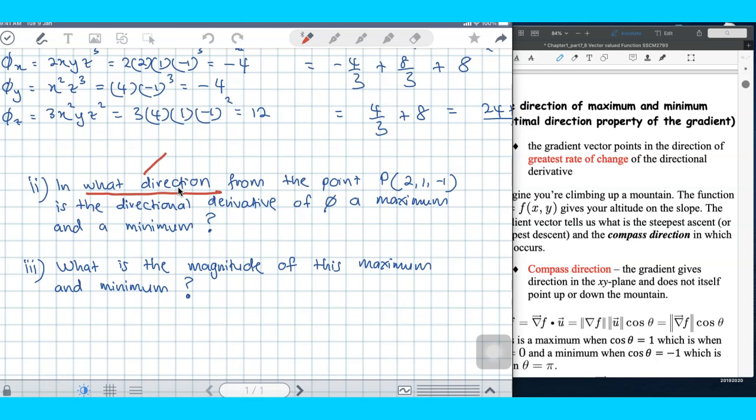So the second question is asking for a vector, since the keyword here is the word direction. So this is a vector. Give the vector, so the answer here is a vector. And when you know the vector, you can evaluate the magnitude. The most important thing here is how can we determine the direction, which is a vector, so that we have the maximum and minimum value of the directional derivatives.